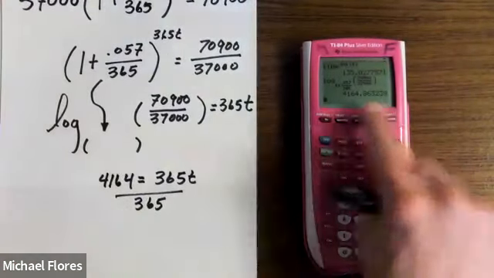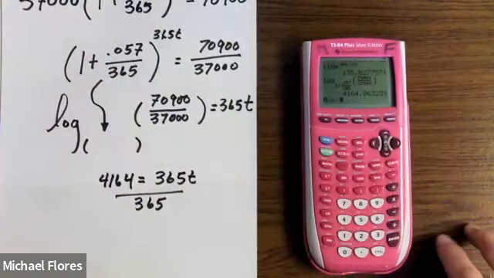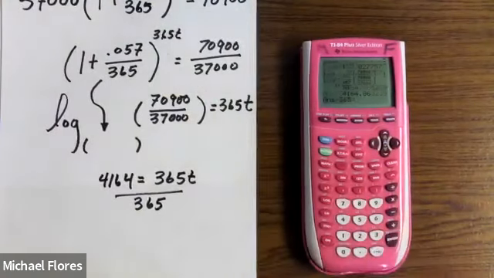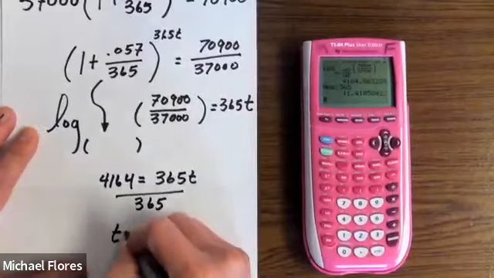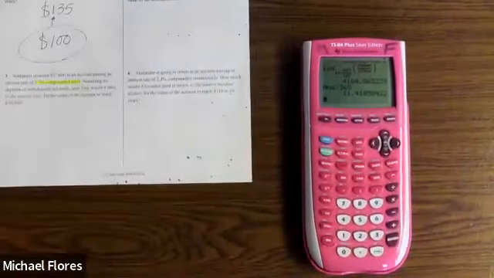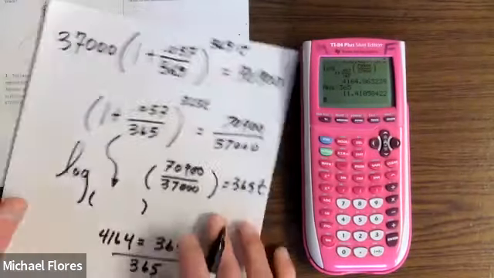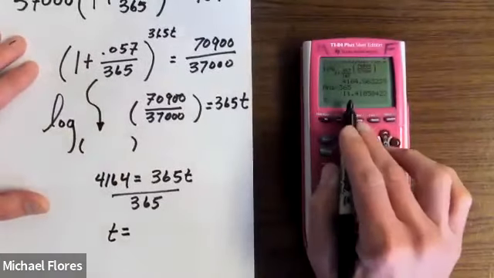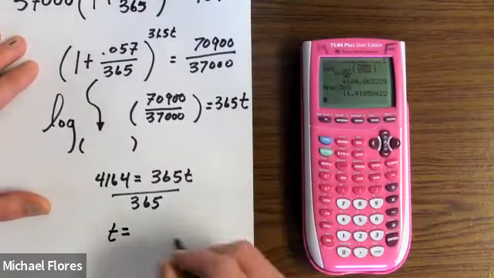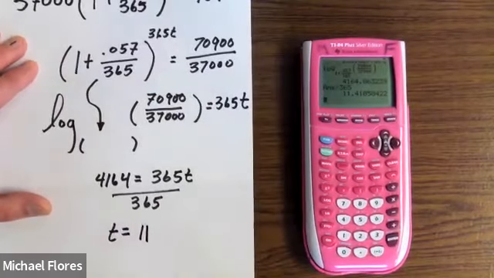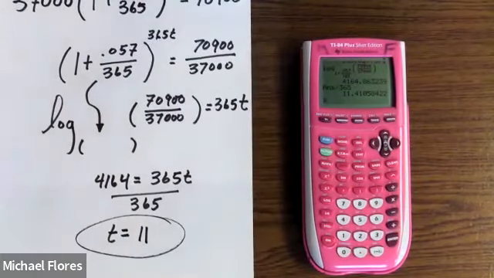So in your calculator, just take the full answer here and divide it by 365. So t equals, and then what did they want us to round to? Round to the nearest year. Well, that would be 11.4. So rounding to the nearest year, it's going to take about 11 years.